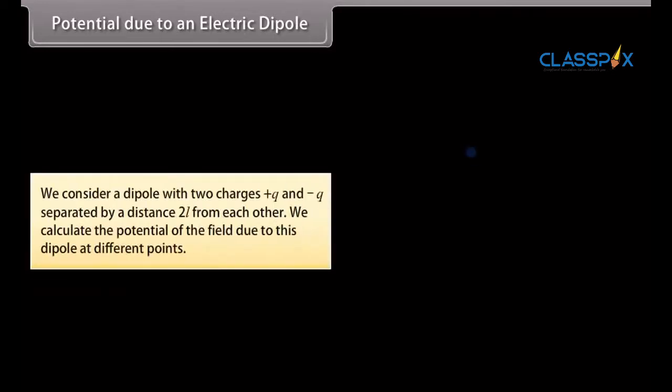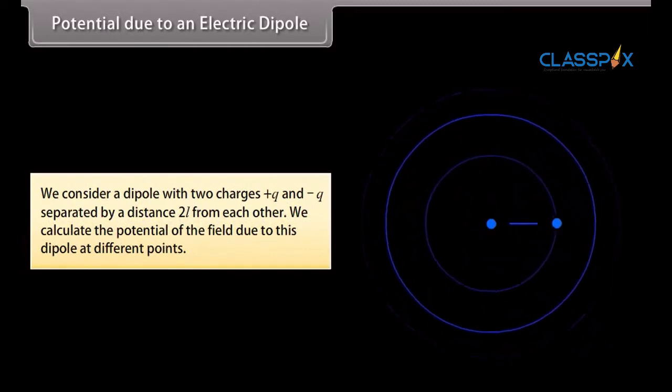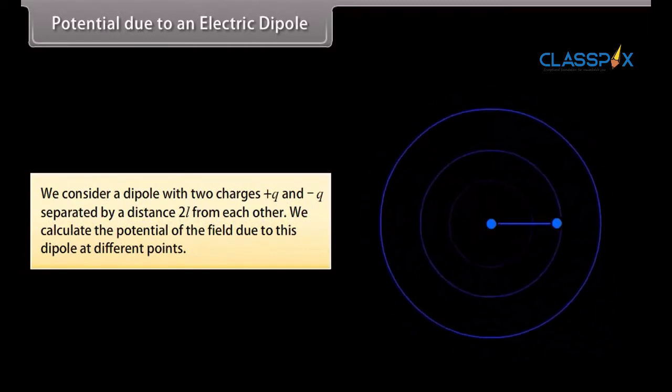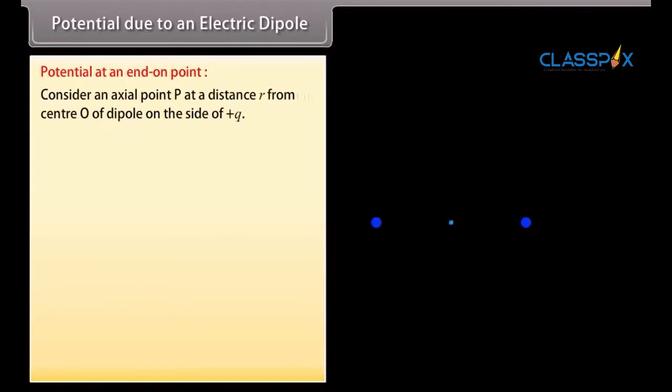Potential due to an electric dipole. We consider a dipole with 2 charges plus q and minus q separated by a distance 2l from each other. We calculate the potential of the field due to this dipole at different points. Potential at an end-on point. Consider an axial point P at a distance r from center O of dipole on the side of plus q.